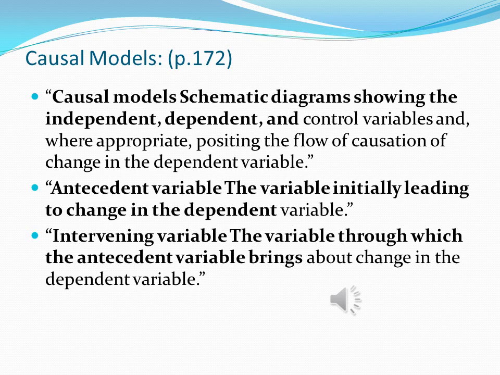Keep your mind open. We'll keep going through this. After looking at it a few times, it may start to make more sense. Here, again, the definition in the text: antecedent variable, the variable initially leading to change in a dependent variable. And the interceding variable is the variable through which the antecedent variable brings about change in a dependent variable.